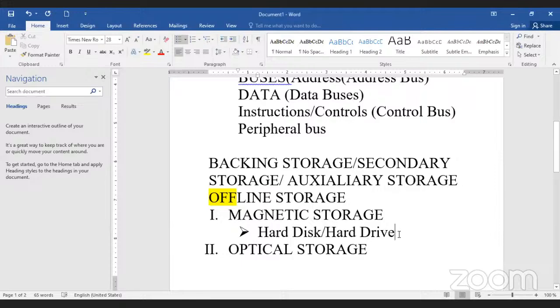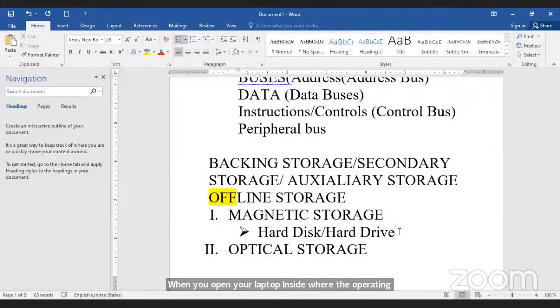So when you open your laptop, inside is where the operating system is installed, where the application software is installed, where your notes are found. What you see on the desktop when you open your laptop, the operating system, the application software, the songs, the movies, all of them are usually stored on the hard disk or hard drive. That's why when you shut down your computer and open it again, you go to that folder and you'll be able to see that.